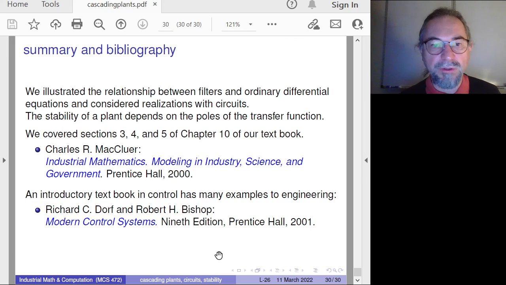But if you want to see many more examples from many fields of engineering, mechanism, filter design, electrical engineering, then the second reference is also recommended.